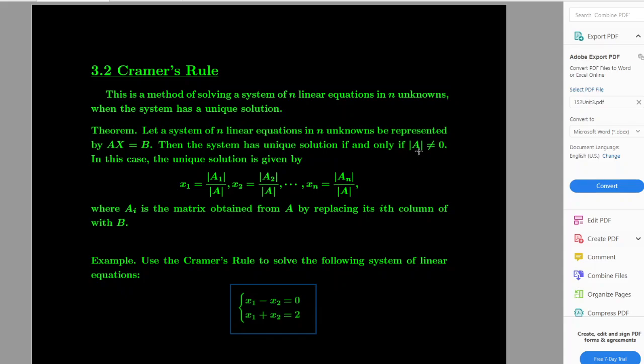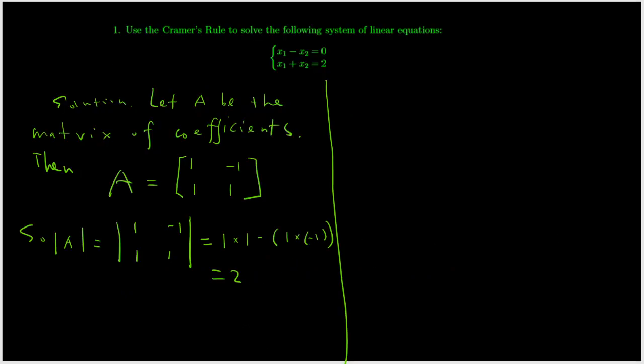Here, det A is the determinant, and A is the matrix of coefficients. If you write two bars, it means the determinant. Now answer my question: does the system have a unique solution? Yes, the system has a unique solution. All you need to check is whether the determinant of the matrix of coefficients is not equal to 0, a non-zero number. That is the case. The determinant is 2, which is not 0.